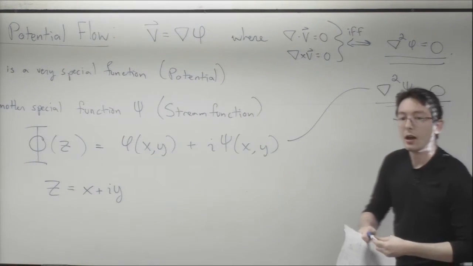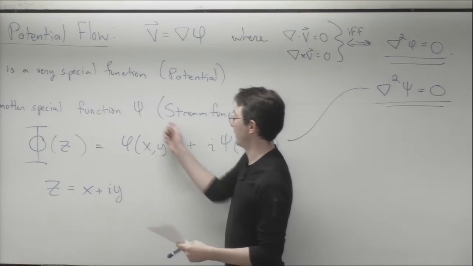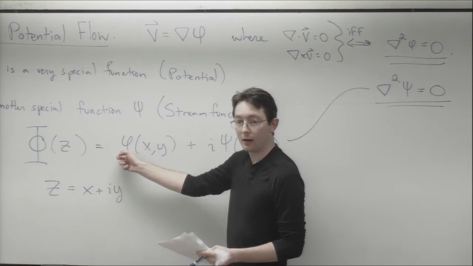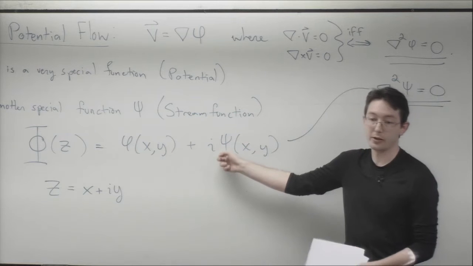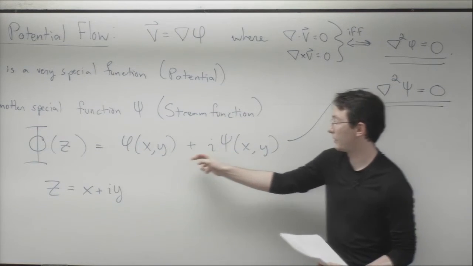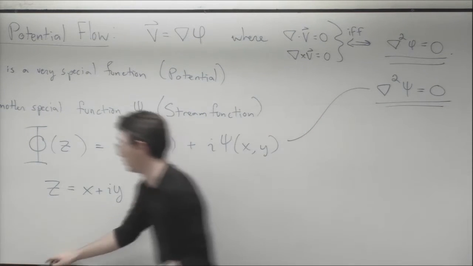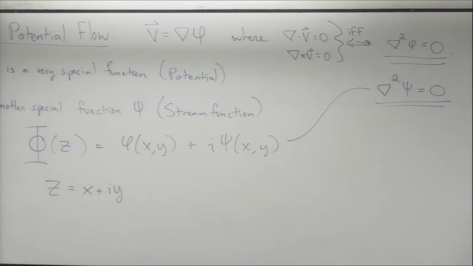Okay? And so for lots of systems where you can write down this potential phi, there is also this stream function psi. Okay? And often it's going to be easier to get the vector field from the stream function than from the potential. And I'm going to show you what this means in an example.